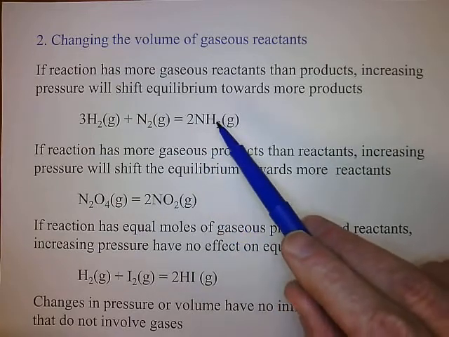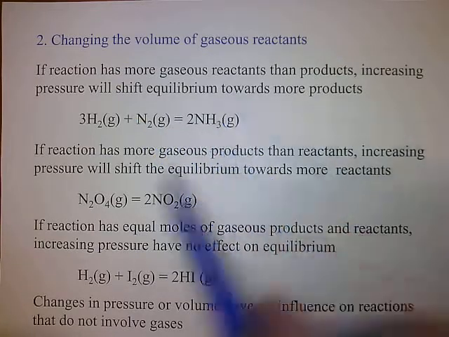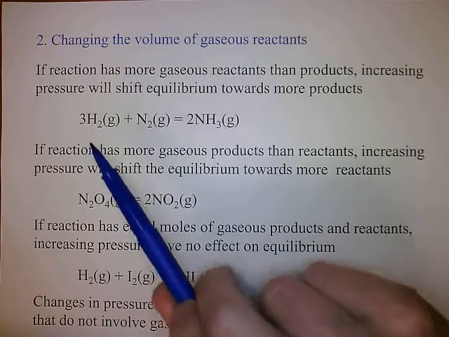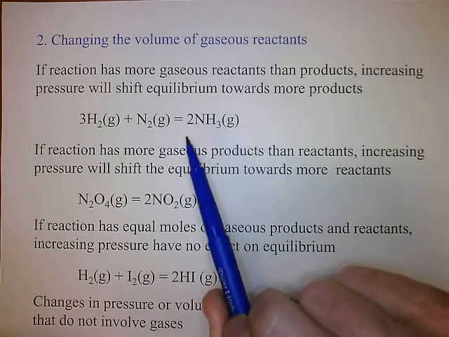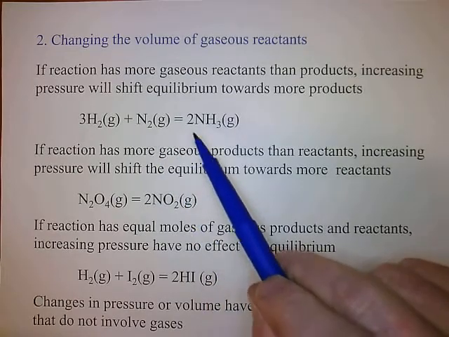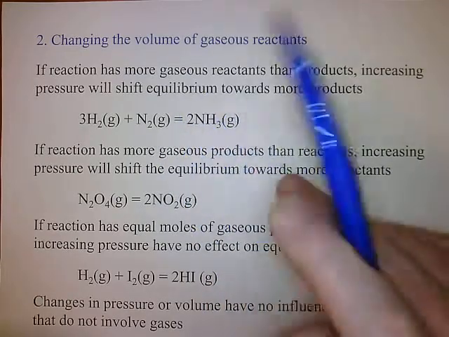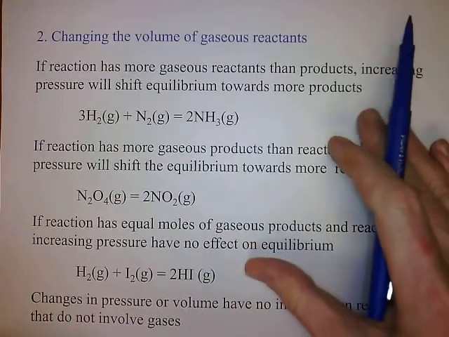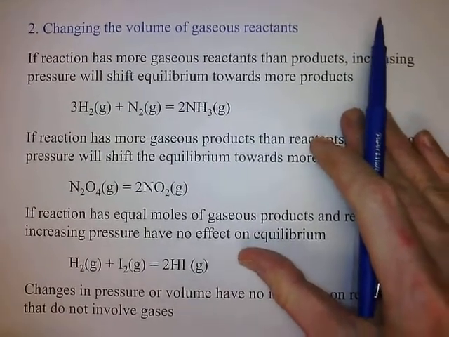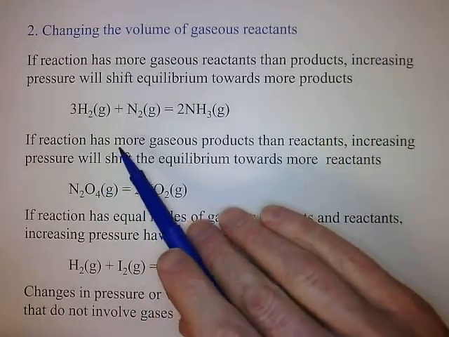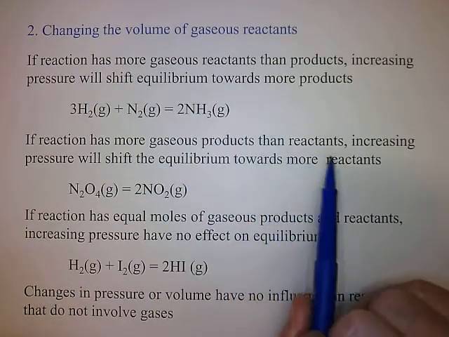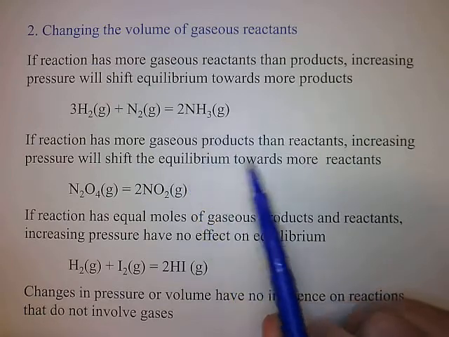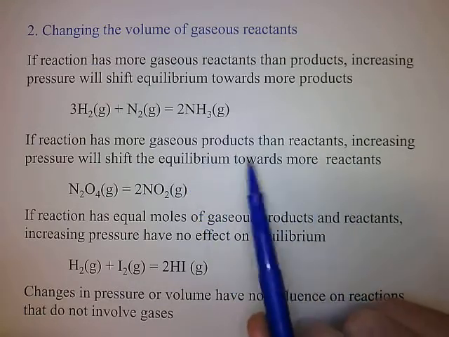That helps to alleviate the pressure because we're reducing the number of moles of gas. So basically you could drive this reaction to the right by decreasing the volume, increasing the pressure, forcing it into a smaller container. Okay? Now of course the reverse is true. If a reaction has more gaseous products than reactants, increasing the pressure will shift it towards reactants.